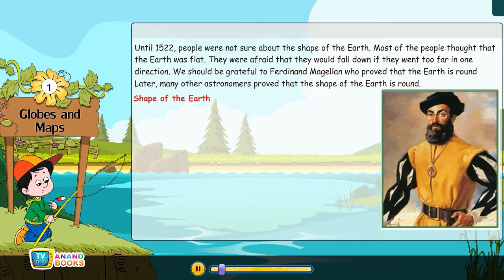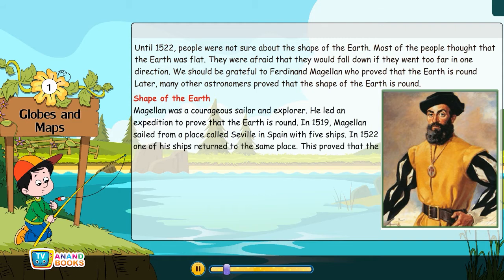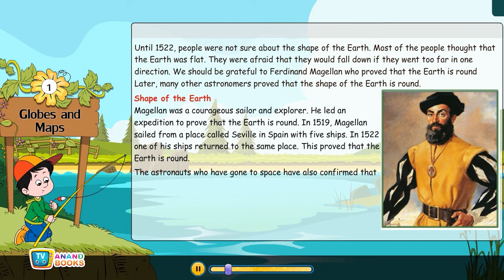Shape of the earth. Magellan was a courageous sailor and explorer. He led an expedition to prove that the earth is round. In 1519, Magellan sailed from a place called Seville in Spain with 5 ships. In 1522, one of his ships returned to the same place. This proved that the earth is round. The astronauts who have gone to space have also confirmed that the earth is spherical in shape.